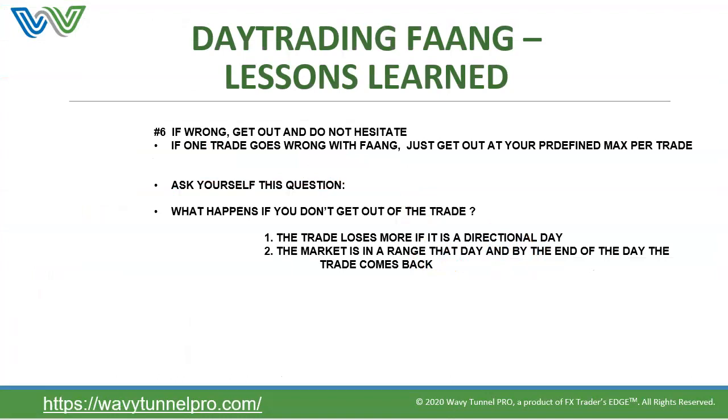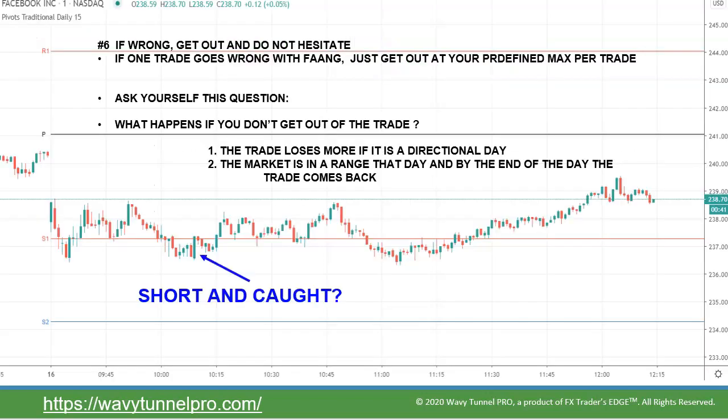Lesson number 6, a continuation of number 5. If wrong, get out and do not hesitate. If one trade goes wrong with FAANG, just get out at your predefined max per trade. Ask yourself this question: what happens if you don't get out of the trade? Well, 2 things can happen. 1, the trade loses more if it is a directional day. And 2, the market is in a range day, and by the end of the day, the trade comes back. Let's illustrate this point in an example.